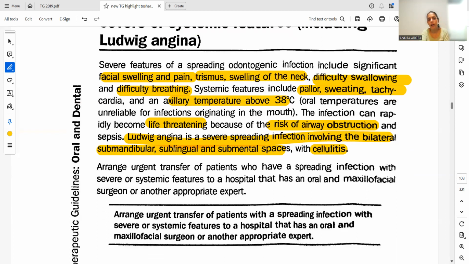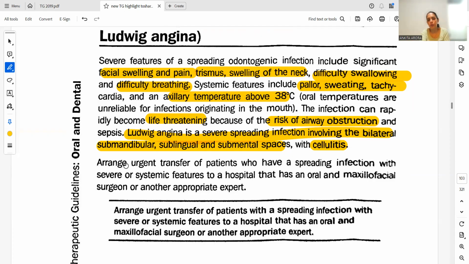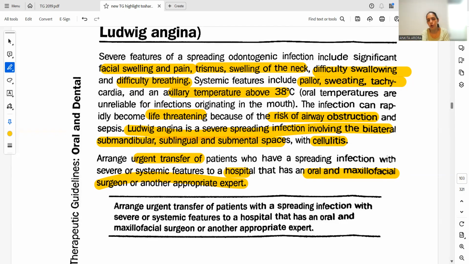Arrange an urgent transfer of the patient who has spreading infection with severe or systemic features to a hospital that has an oral and maxillofacial surgeon. You are reiterating the urgency of the situation and referring the patient to the hospital.